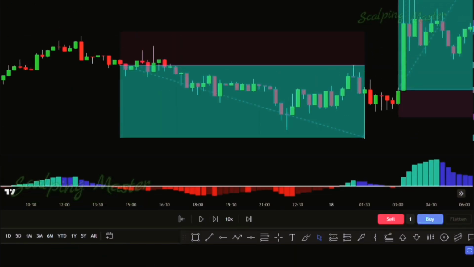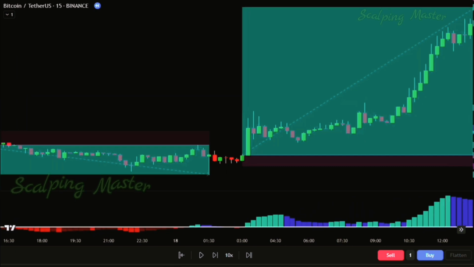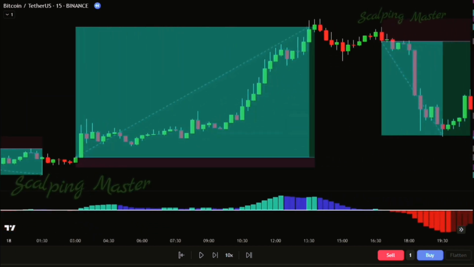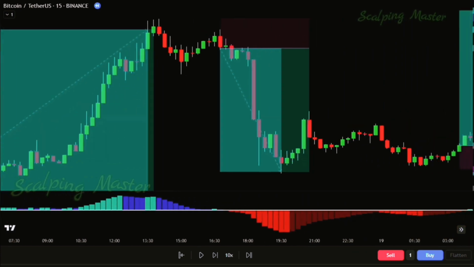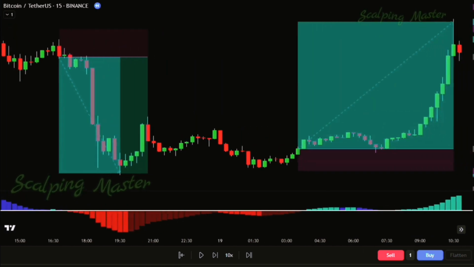Now, let's understand how to use this MACD indicator in this strategy. If the MACD histogram is below the zero line, it indicates a downtrend, and we should only consider sell trades. If the histogram is above the zero line, it signals an uptrend, and we should only consider buy trades.